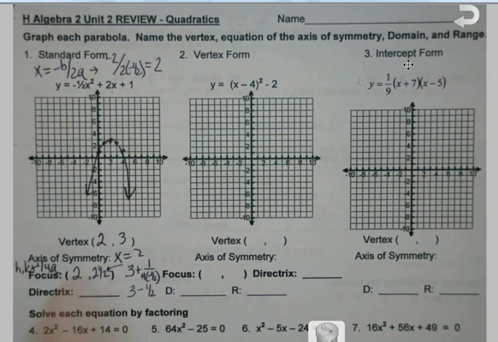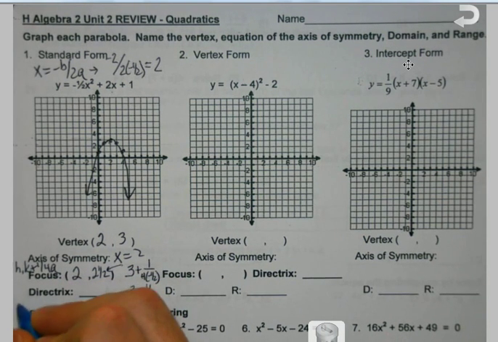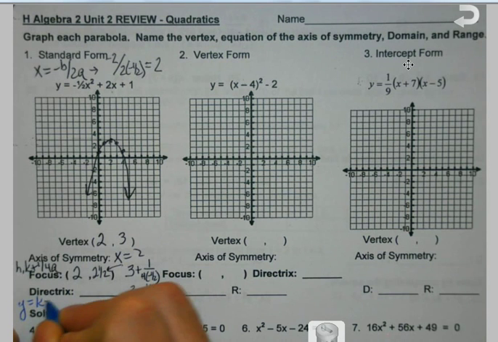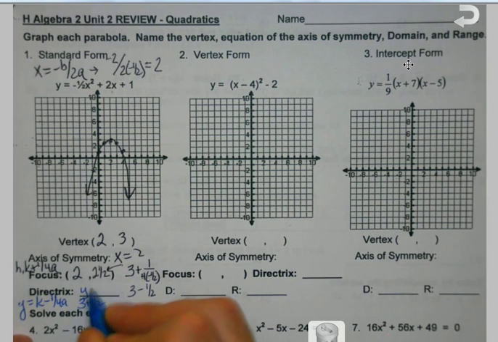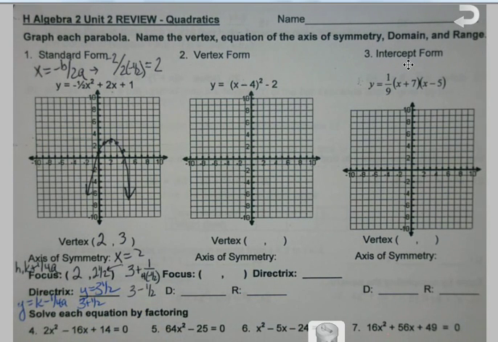My directrix then is the same as my focus, except it's y equals and it's k minus 1 over 4a. So now instead of minusing the half, I'd have 3 plus 1/2, which is going to be 3.5. Okay.